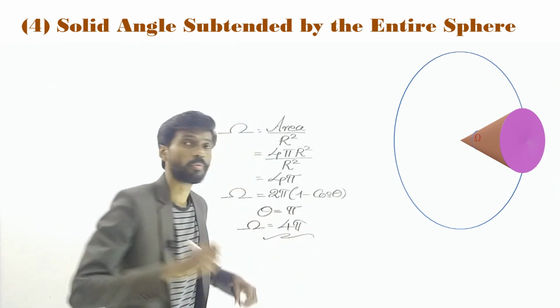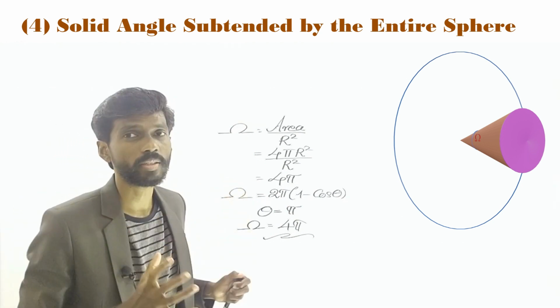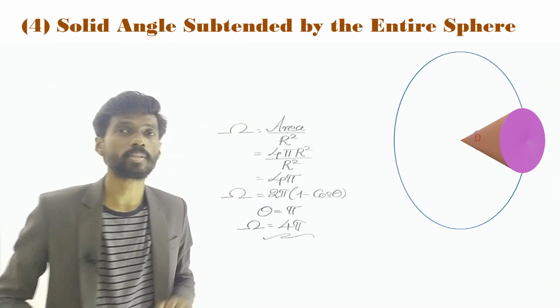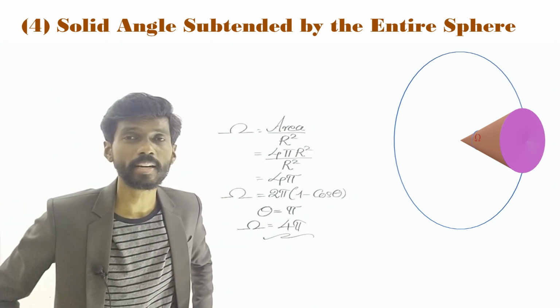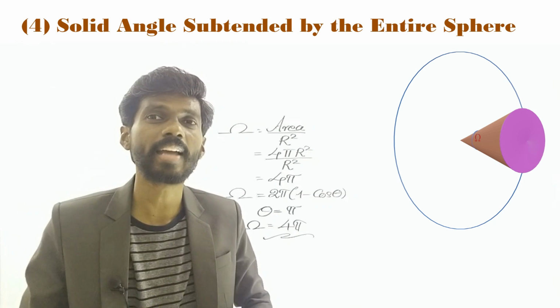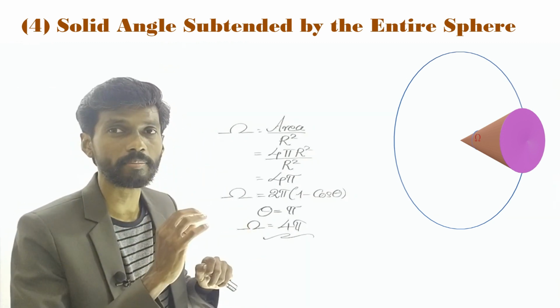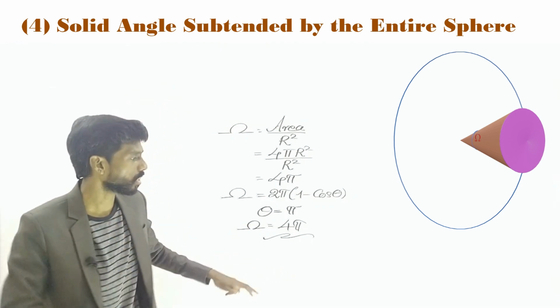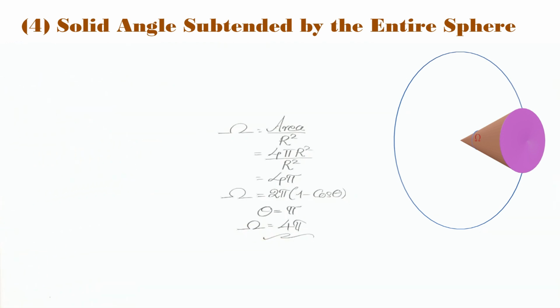So that's it. 4 pi is the total angle subtended by the entire sphere. Do you understand? This is one point that you are supposed to remember. 4 pi is the total angle subtended by the entire sphere, just like 2 pi is the total angle subtended by the circle at the center. Similarly, here in 3 dimensions we have angle 4 pi steradian.